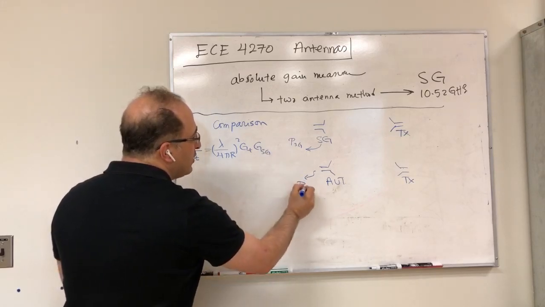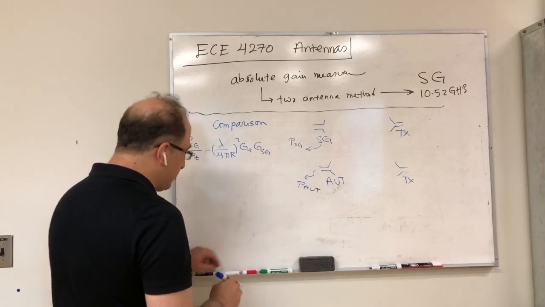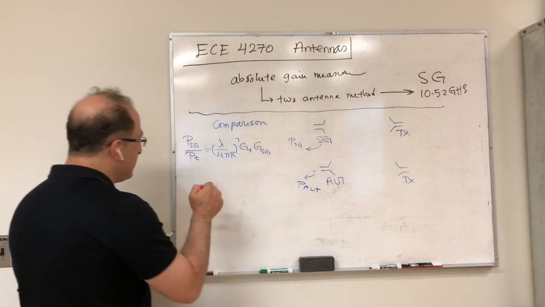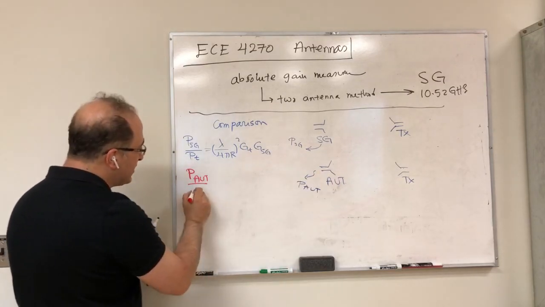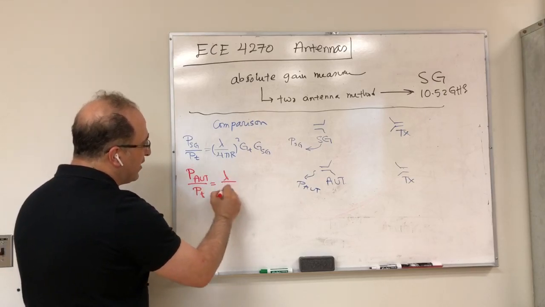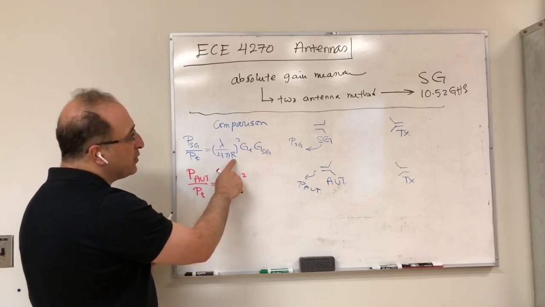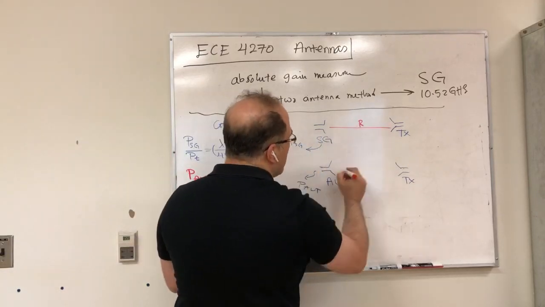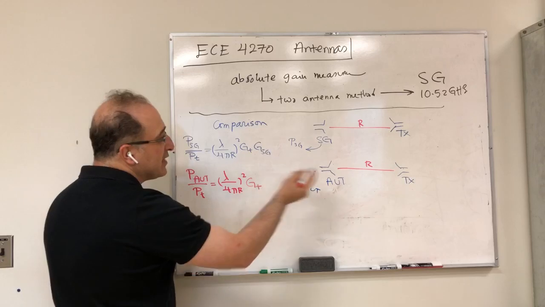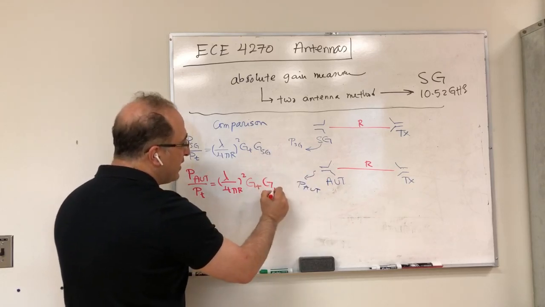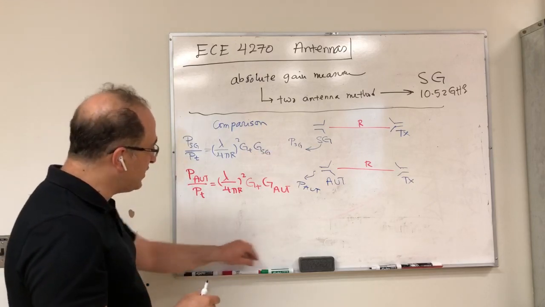Now, for the next one, P_AUT is my received power. I'm going to have the same transmit power, and again (lambda over 4 pi R) squared. Remember that here I assume the distance is R, so I'm keeping the same distance in this case. Then gain of transmit is the same thing, and gain of receive is my gain of AUT. So that's essentially the two equations that I have.